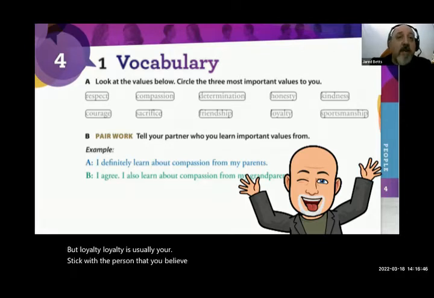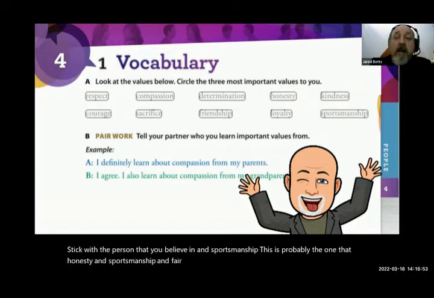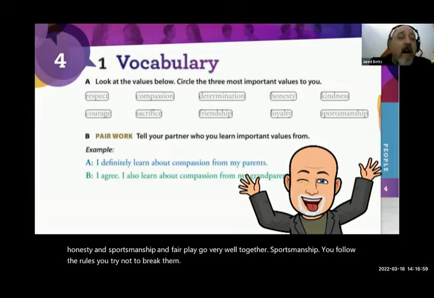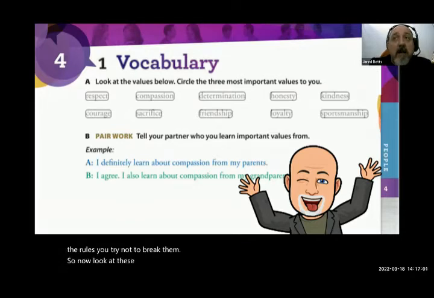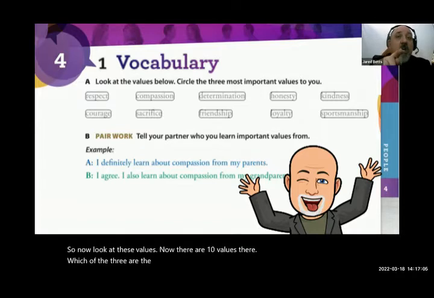And sportsmanship. This is probably the one that honesty and sportsmanship and fair play go very well together. Sportsmanship, you follow the rules, you try not to break them. So now look at these values. Now there are 10 values there. Which 3 are the most important to you? Now, they can be different from mine.